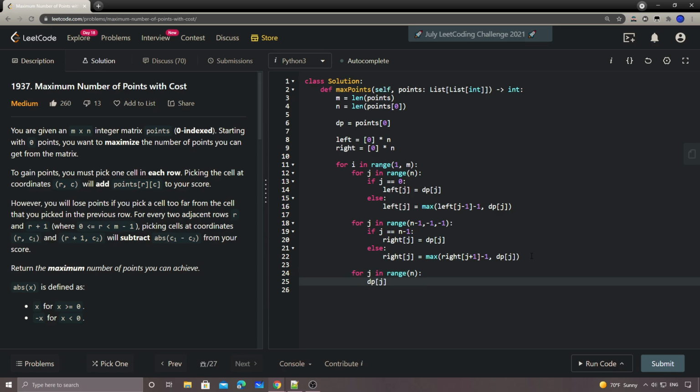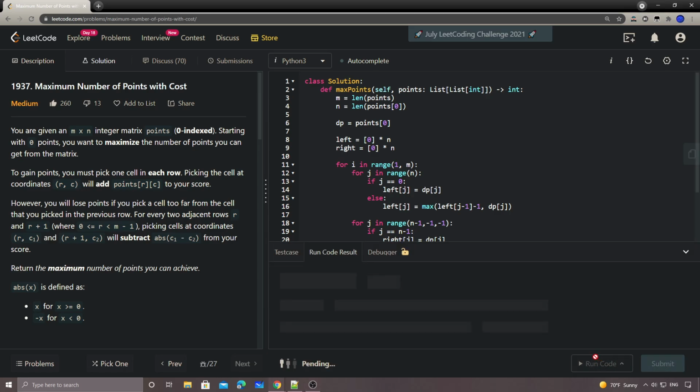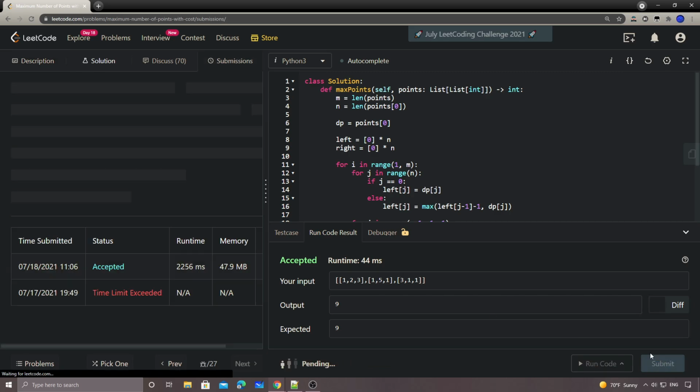dp[j], so now this time the dp[j] will be what? It will be the point of the current one, which is i and j, plus the bigger one from either the left or the right, so this one, right[j]. Okay, and then in the end, we simply return the max of dp. So I think that's it, right? If I run the code, okay, accepted.